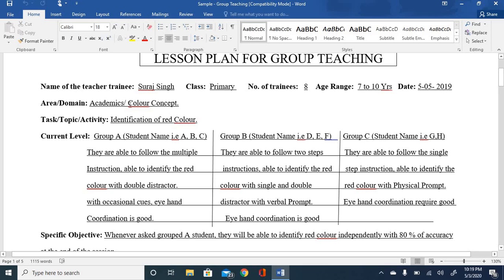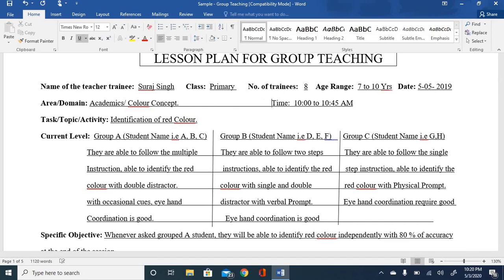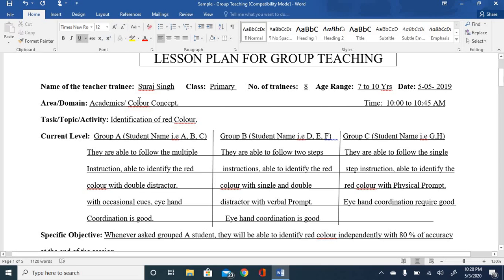area or domain is very important. So let us say you are going to teach a color concept, which belongs to the academic area. One more point I have forgotten here: time is very important. Let us say 10 to 10:45, or you can say 10 o'clock to 10:45. Your class is for 45 minutes. So the timing also you need to mention in the group teaching, which is very important. So this is how we are going to write.